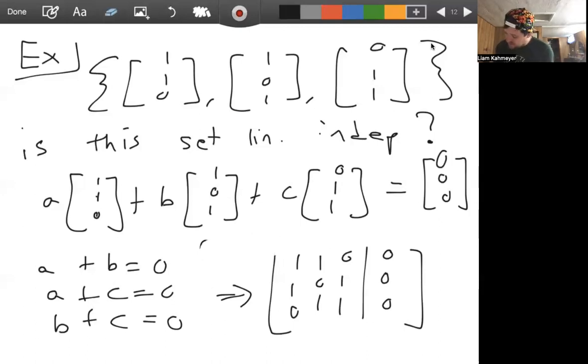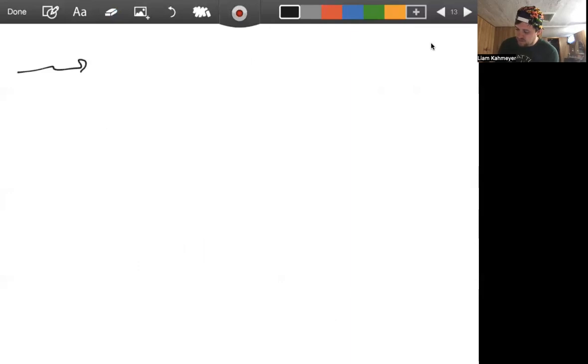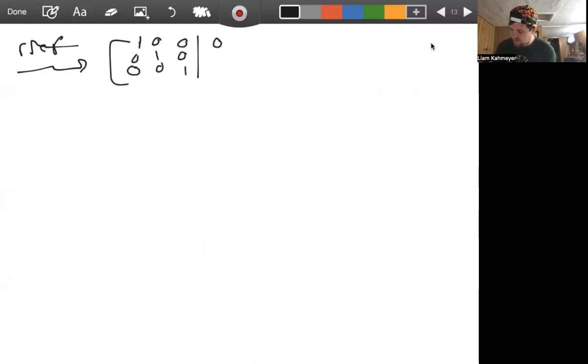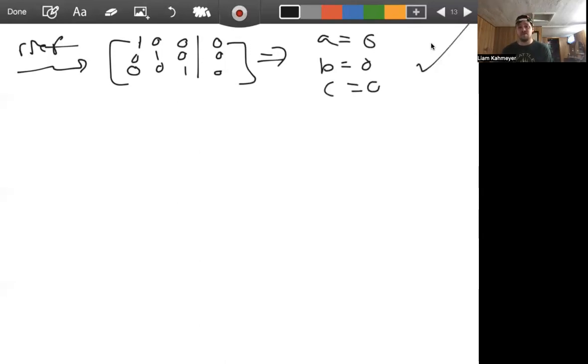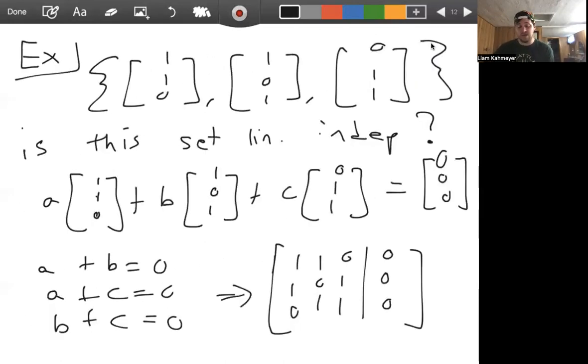For the sake of time, let's just say you get the idea, right? We're pretty good at reduced row echelon by now. So this goes to reduced row echelon form of 1, 0, 0, 0, 1, 0, 0, 0, 1, 0, 0, 0, right? Which means A equals 0, B equals 0, C equals 0. And since this is the only solution, we get that this set was in fact linearly independent.